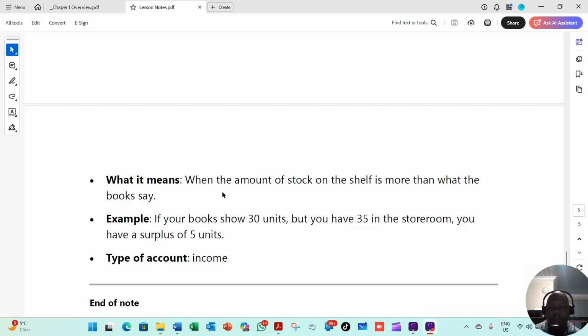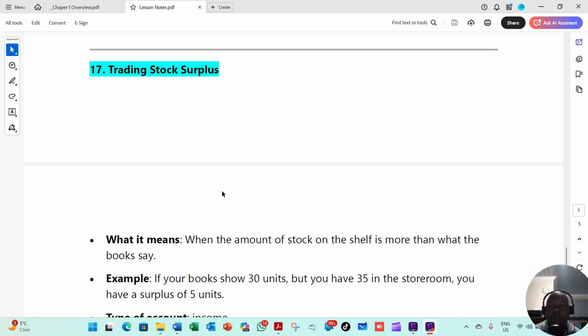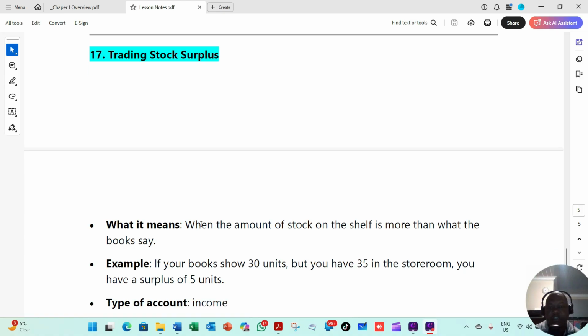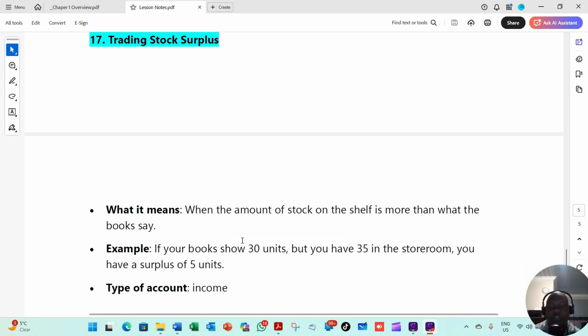And then the last concept is trading stock surplus. Trading stock surplus is the opposite of trading stock deficit. With this one, it means that the books would say you have 30 units, but in the storeroom when you go to count, you find that there are 35.